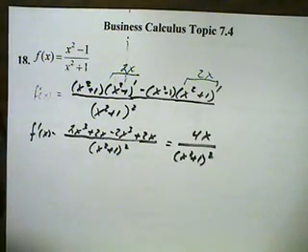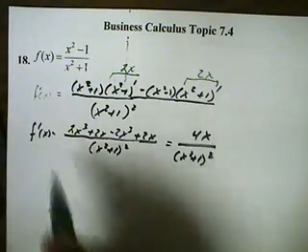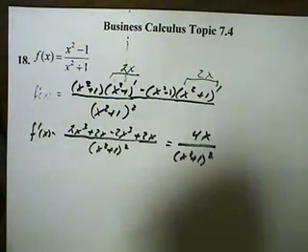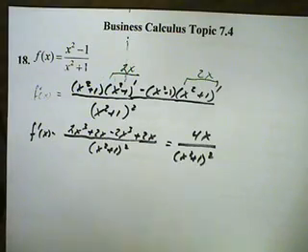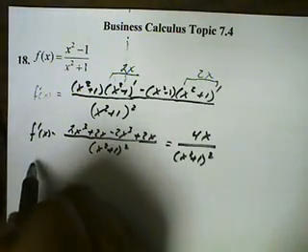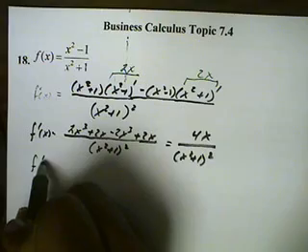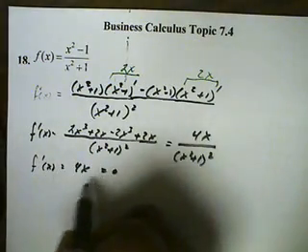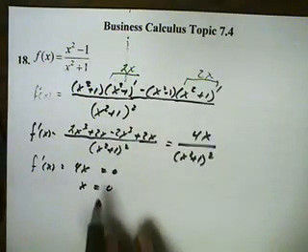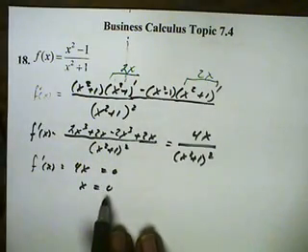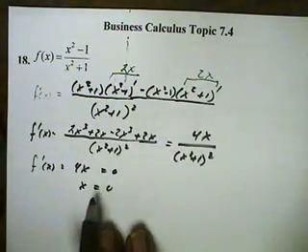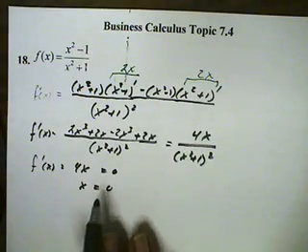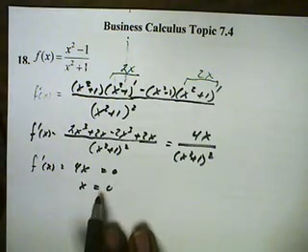Okay, now we find the critical points. We set this function equal to 0 and solve for x. But for rational functions, we simply set the numerator, which is 4x, equal to 0, and we solve for x. So we have x is 0. So this is a critical point. Now, to know if this is a max or min, we have to put it inside the second derivative.